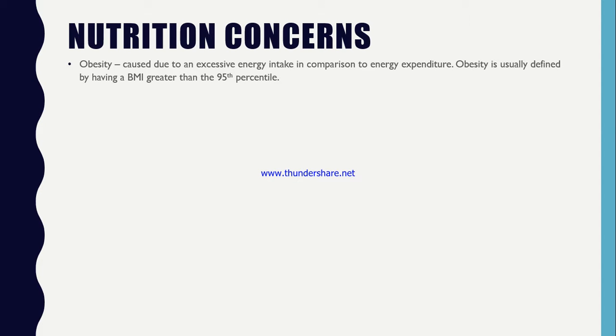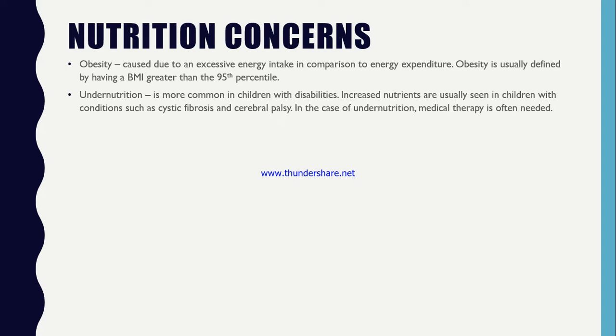So next, we're going to look at some of the nutritional concerns. So the first would be obesity, which is caused due to an excess energy intake in comparison to energy expenditure. Obesity is usually defined by having a BMI greater than the 95th percentile. Undernutrition, and this issue is actually more common in children with disabilities. Increased nutrients are usually seen in children with conditions such as cystic fibrosis and cerebral palsy. In the case of undernutrition, this is when medical therapy is often needed.